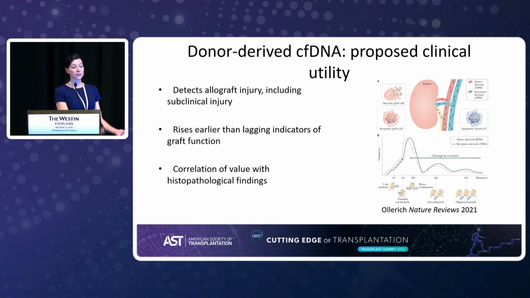and it rises earlier than the typical lagging indicators of graft function like creatinine or BNP. It's also been shown that the levels of donor-derived cell-free DNA have some correlation of value with histopathological findings, so they are related to abnormal findings on biopsy.